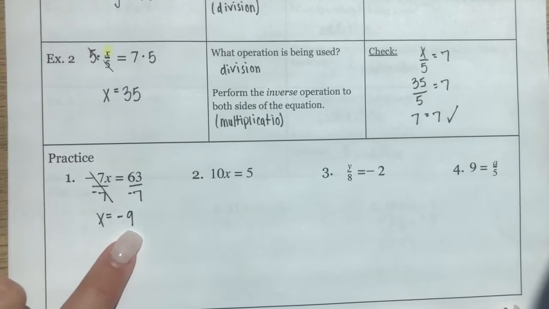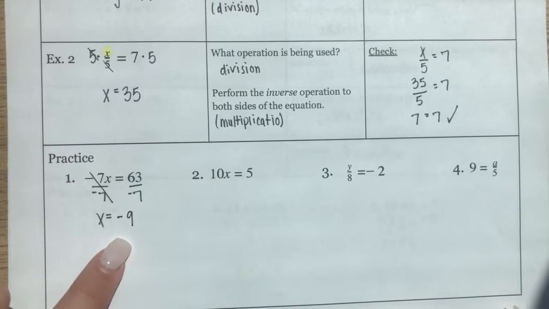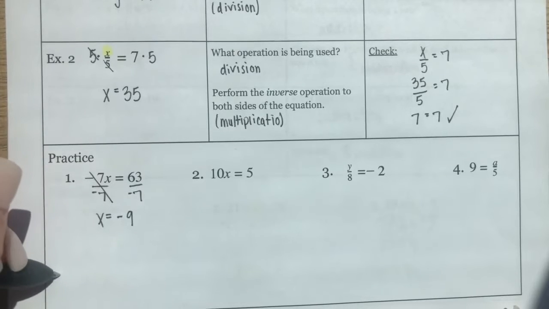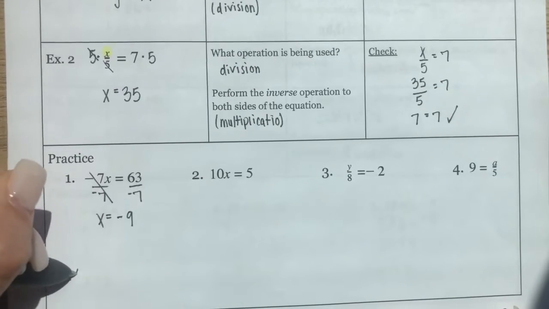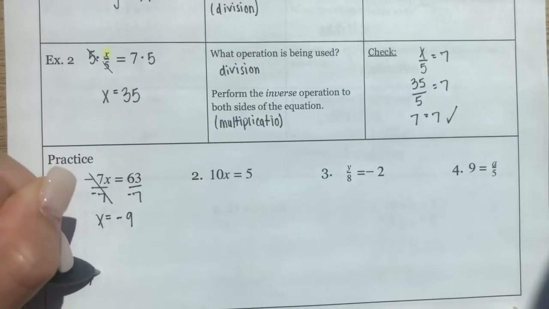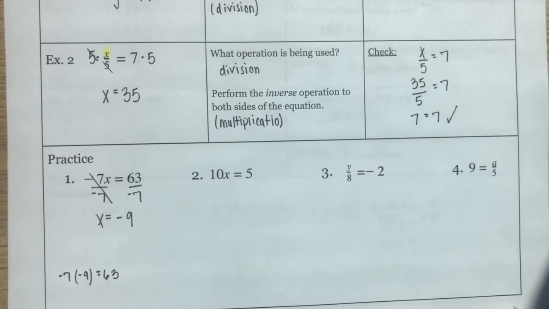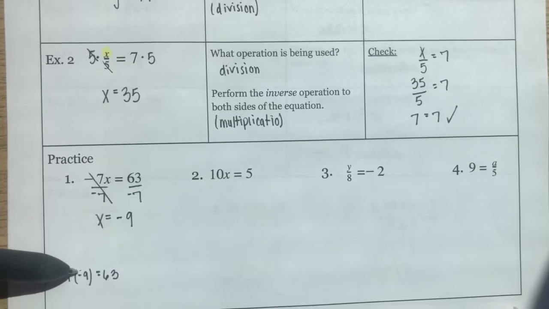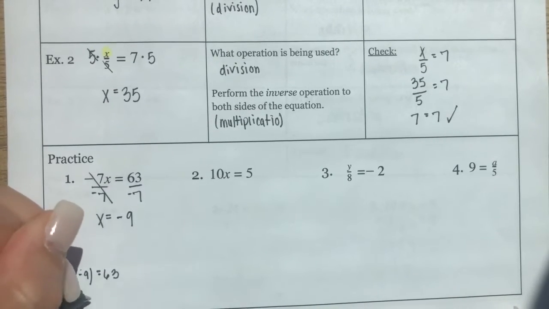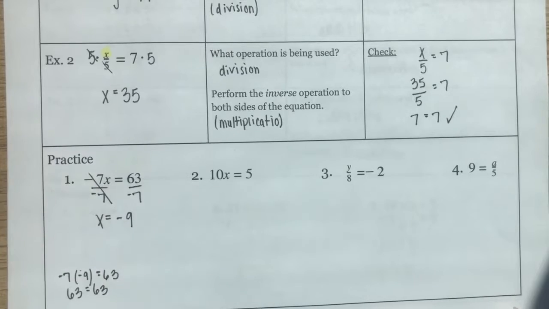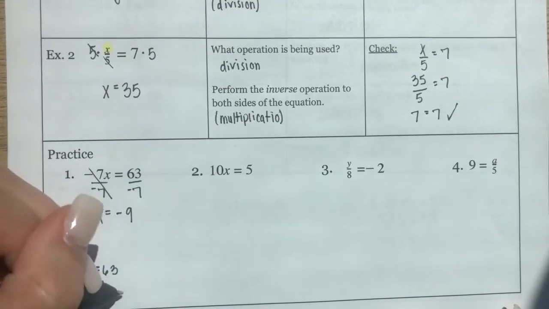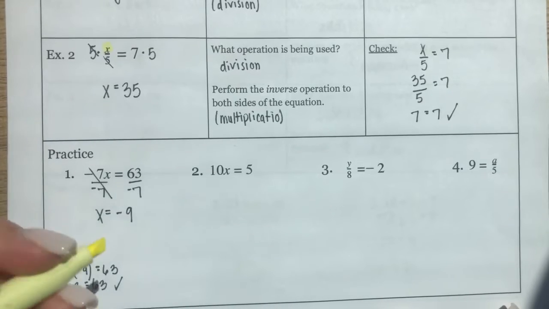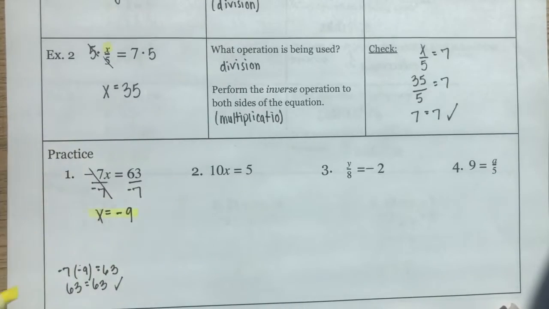And then if I want to check, I need to take that x equals negative 9 and substitute it back into the equation. So for my check, it'd be negative 7 times negative 9 equals 63. Just substituting in negative 9 for x, and then negative 7 times negative 9, that's 63, equals 63, and we got the same number on both sides of the equation, so our check worked. So our solution is x equals negative 9.